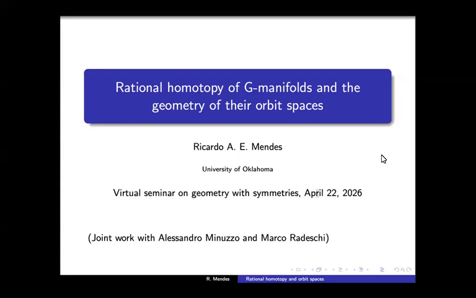And so today I'm going to be talking about this more or less recent preprint of ours about rational homotopy theory and how it interacts with group actions and the geometry of the orbit space of the group action. So this is joint work with Alessandro Minuzzo and Marco Radeschi. So, all right, I'm going to go ahead and get started.